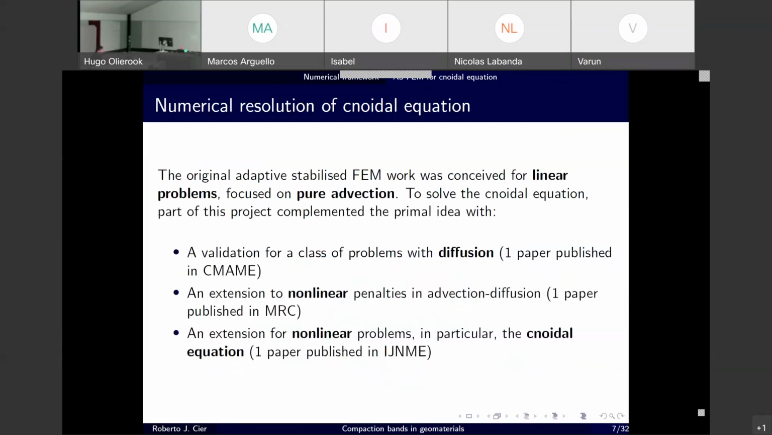The original idea was thought for only linear problems, and it was explained for advection problems. So the first part of the project was focused on expanding this to diffusion problems in any way, so heterogeneities or anisotropies. And then we dealt with nonlinear problems, trying to look for different branches in the nonlinear problem. And then we did the proper extension for the nonlinear equation that explains this phenomenon of compaction banding.